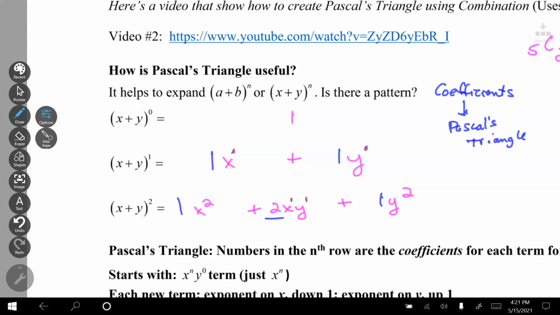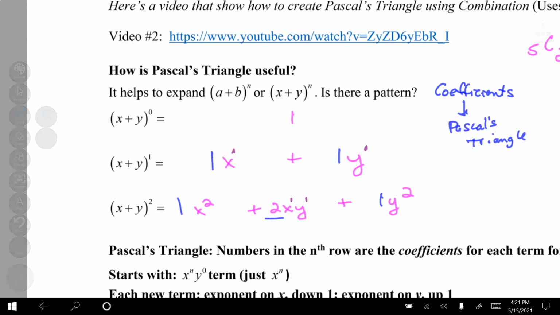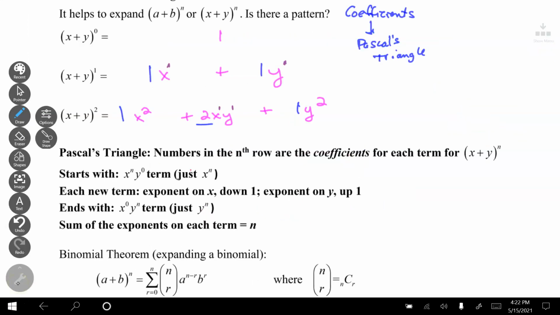Pascal's triangle is going to help me expand a plus b to the 5th, x plus y to the 7th, and so on and so forth. So the numbers that I get from the nth row of Pascal's triangle are the coefficients when I do a plus b or x plus y to the n. We're always going to start with x to the n, y to the 0, or really just x to the n. Each new term, my exponent on x will go down 1, my exponent on y will go up 1. I'm going to end with x to the 0, y to the n, or really just y to the n.